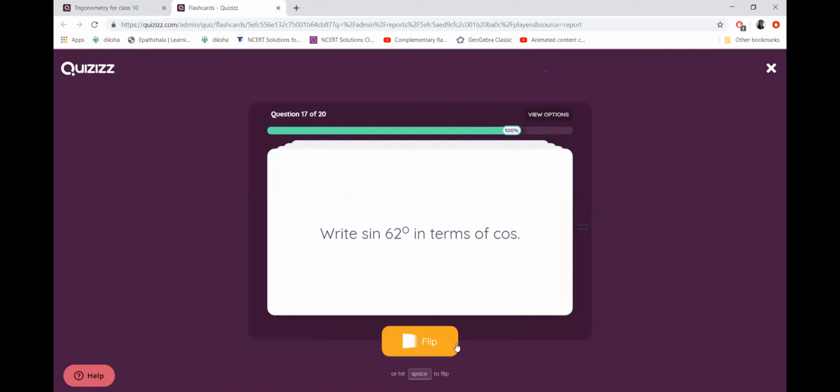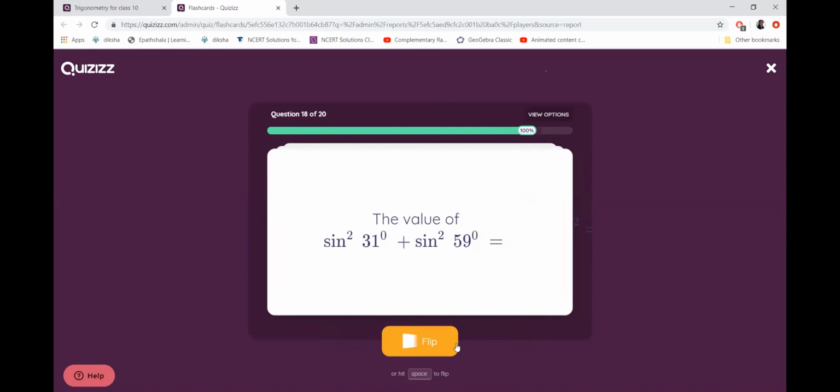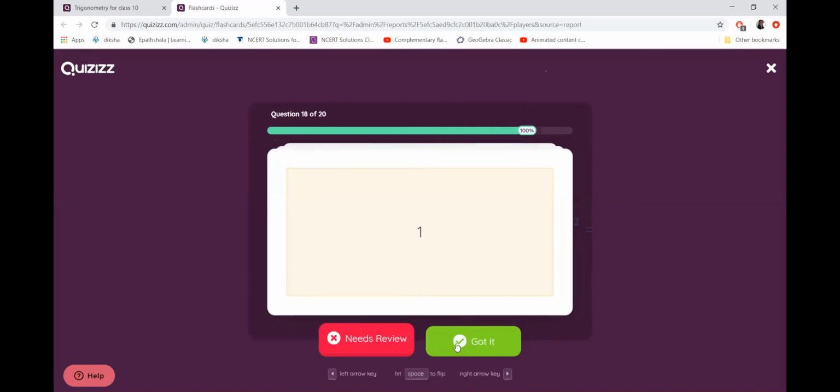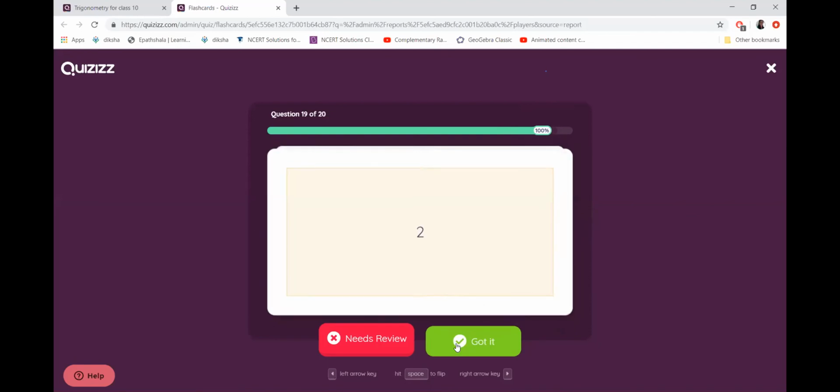Write sine 62 in terms of cos. So cos of theta will be sine of 90 minus theta. You know how to write that. We should be able to write it like this. Then again, a complementary angle: change either sine to cos or cos to sine, and you will get this value. Again, this is a plus b whole square and a minus b whole square, which you will expand, use the identities, and simplify like this.